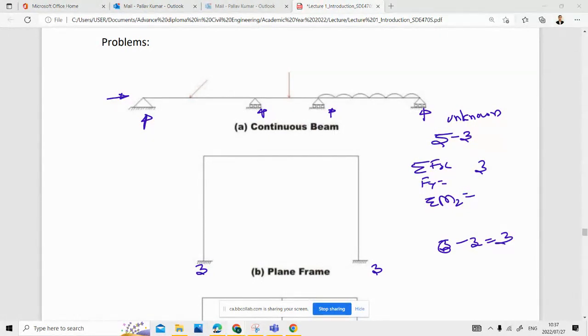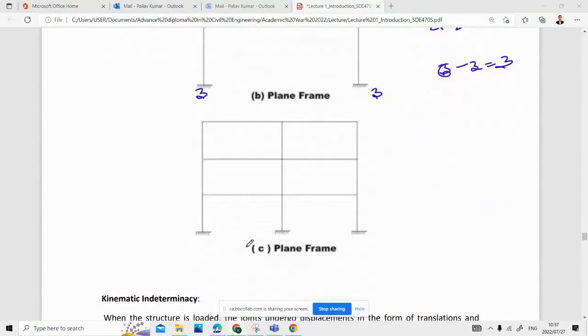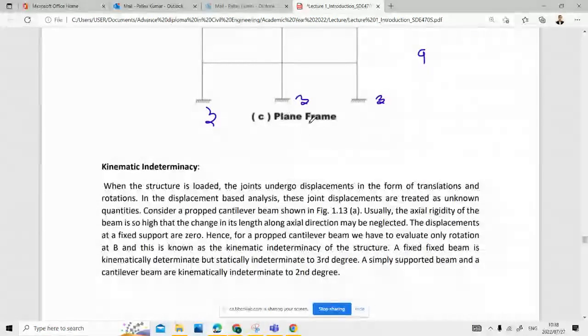Okay. And now for this one, how much you have? You have 3, 3, 3, right? So you have 9. Ethan, for which one you got 6? For C, yes. So I hope this thing is clear. Let's do the last one.